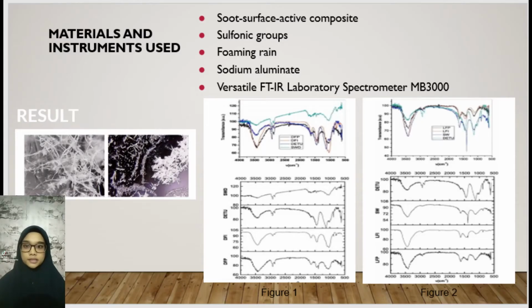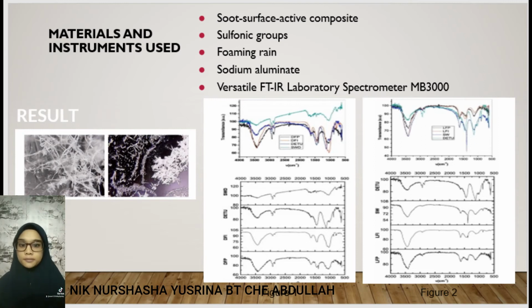My name is Nindo Shashalishreena, and now I will proceed with the instruments and materials that can be used in Journal 2. For materials, first we have soot, surface active composite, sulfonic group, forming rain, and sodium aluminate. For instrument, it is the versatile FTIR laboratory spectrometer MB3000.